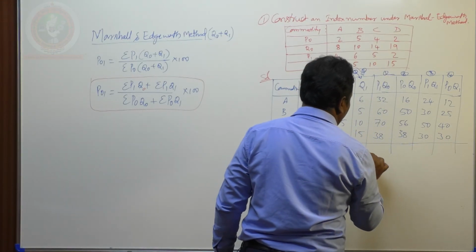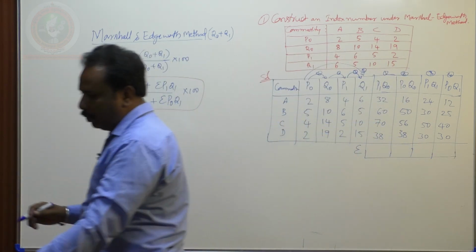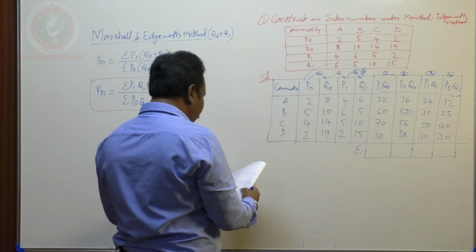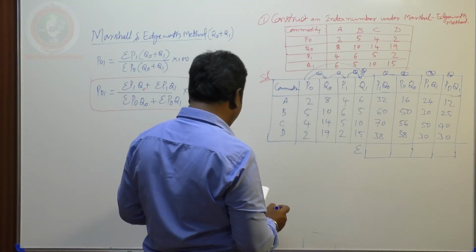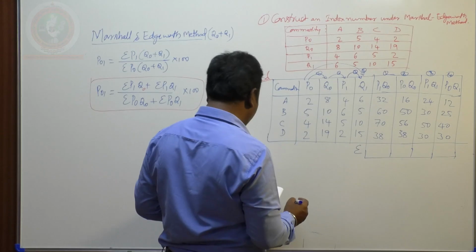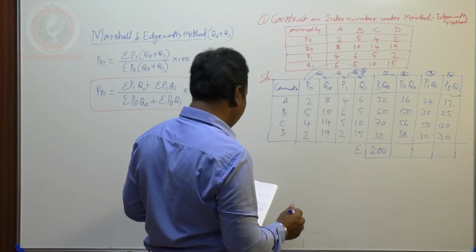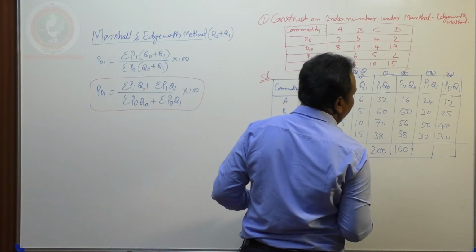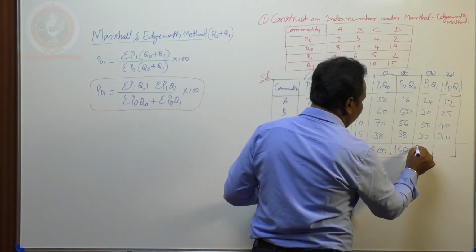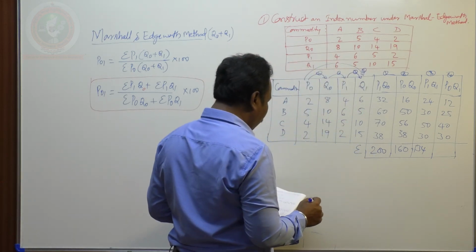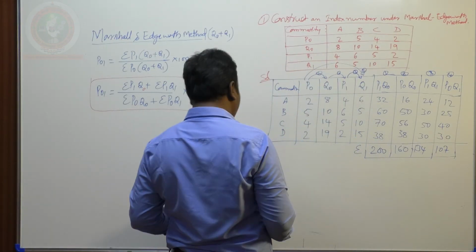Now we take the summation, the total of these 4 columns. First column: 32 plus 60 plus 70 plus 38 is 200. Second column: 16 plus 50 plus 56 plus 38 is 160. Third column: 24 plus 30 plus 50 plus 30, the total is 134. The last column is 12 plus 25 plus 40 plus 30, that is 107. So these are the summation values.